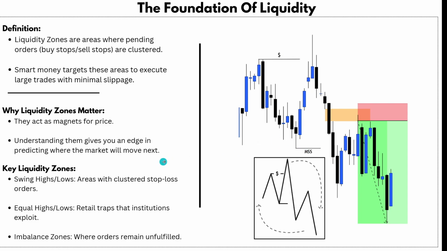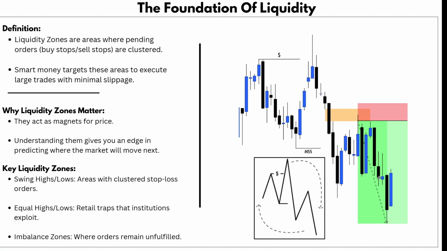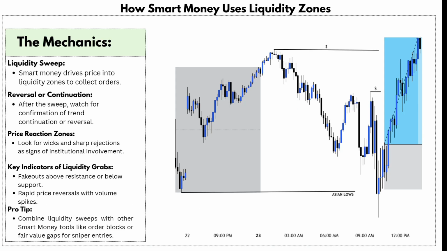And just like I stated, our imbalance zones, also this fair value gap right here, is also a point of liquidity because orders remain inside of these zones and price has to pull back inside of these imbalance zones before reversing and extending price. So this right here is the foundation of liquidity. Understanding the foundation is very crucial. And now let's get into how smart money uses liquidity zones.